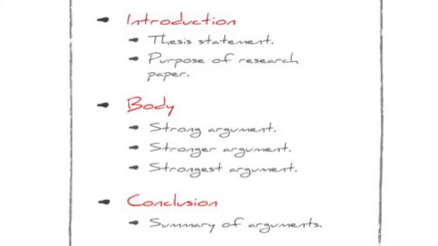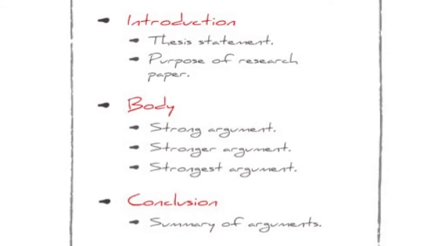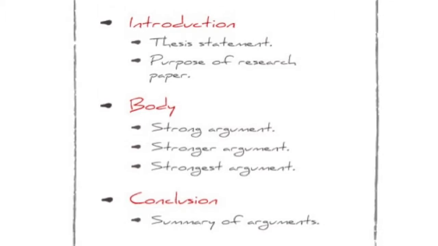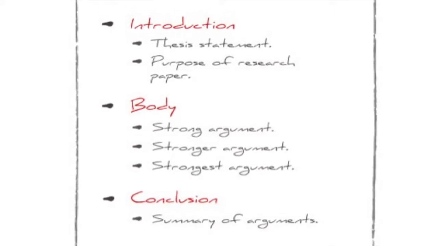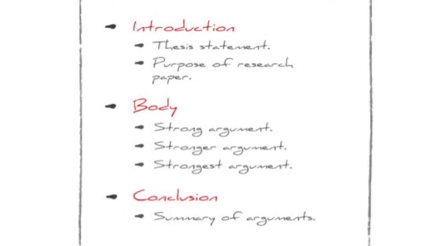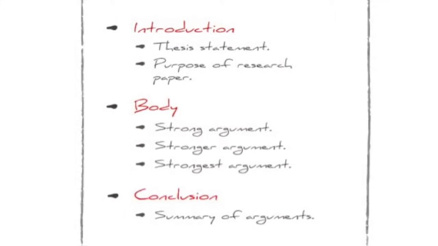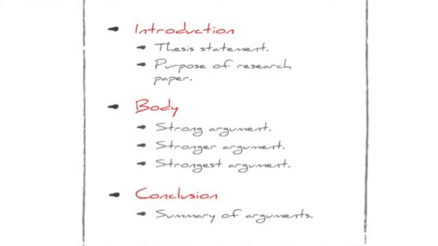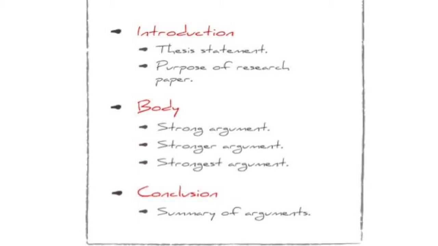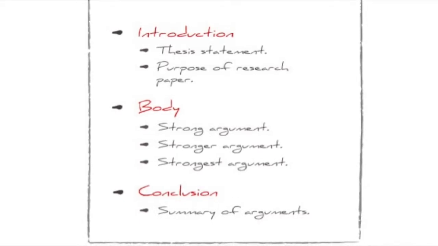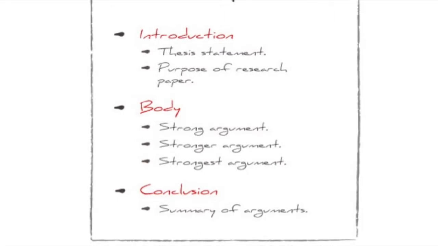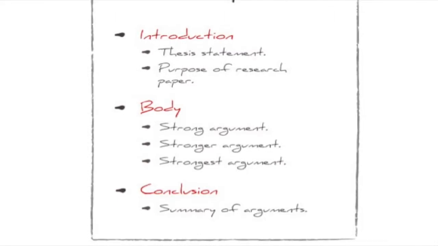This is a very basic and simplified example of an outline for a paper. Basically, they have an introduction with their thesis statement, the purpose of the research paper, and the body has a strong argument, a stronger argument, and the strongest argument. And then the conclusion is the summary of the arguments. This is really simple, and you can follow this, or you can look up some other outlines that have more of a structure, but this is a good one to just start off of.